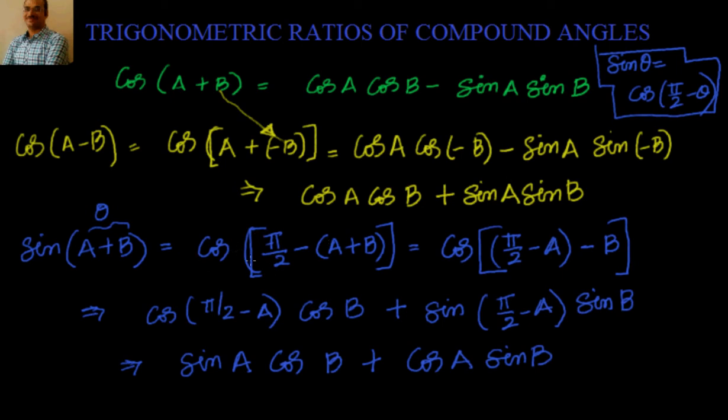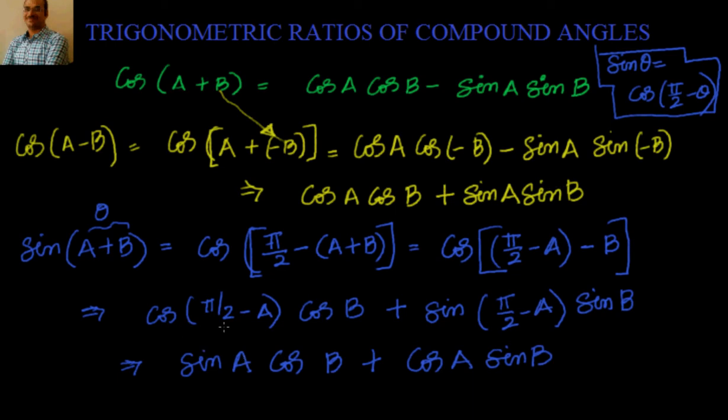Okay. So cos of (pi/2 - (a + b)), that I have expanded and written as pi/2 - a - b. Now this is in the form of cos of (a - b), which is nothing but this formula. And what is the formula for cos of (a - b)? It is cos a cos b plus sin a sin b.